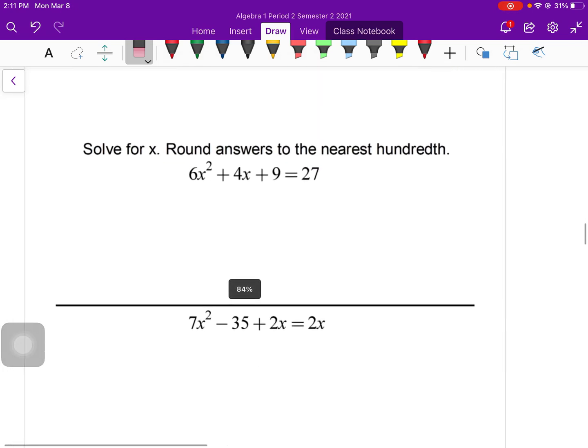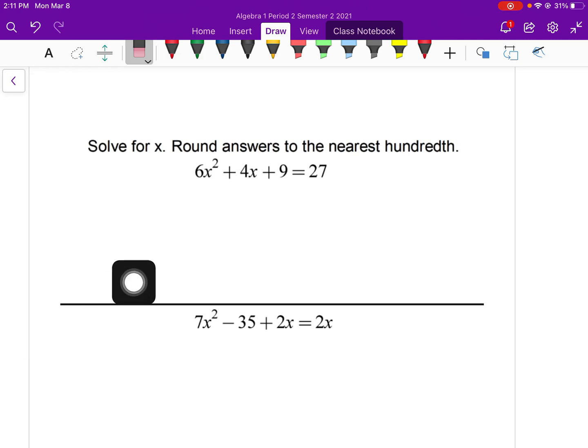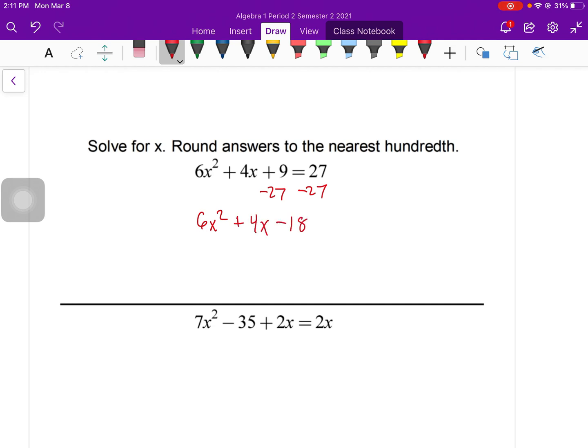Okay, now this one says round answers to the nearest hundredth. For rounding answers to the nearest hundredth, you're probably going to have to take a square root of both sides. Now this one, I see an x term here, so that tells me that I don't have that. So what I'm going to do is subtract 27 from both sides. Gives me 6x squared plus 4x minus 18 equals 0. Now I'm going to factor out a GCF. In this case, my GCF is 2.